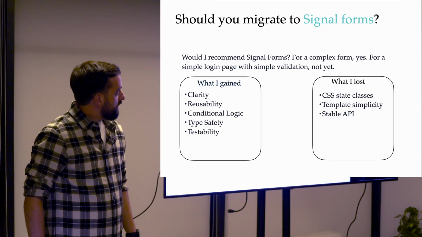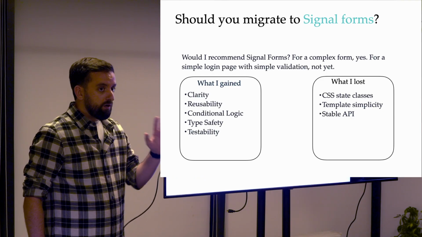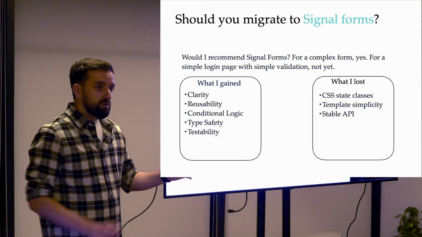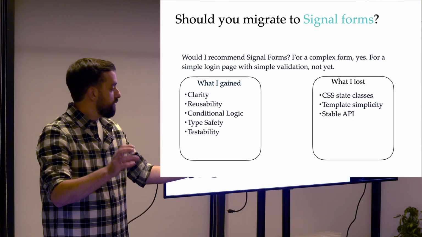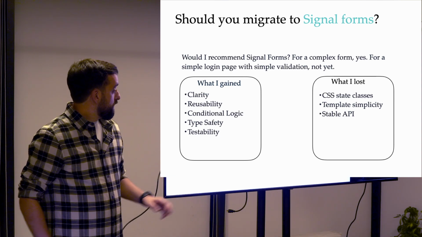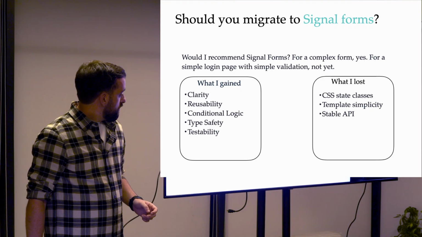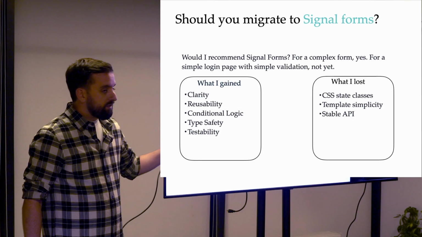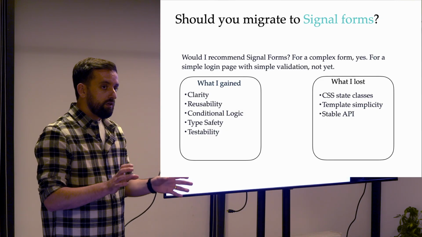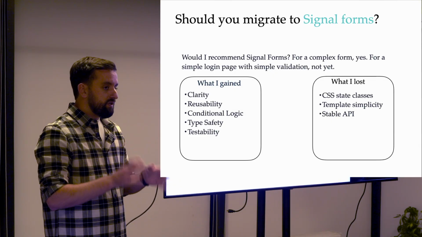What did I gain from these signal forms? So I gained clarity, because everything is right there and then. You don't have to think a lot about it. We gained reusability because now we can split the schemas in multiple places and we can call them from different components without having to define the form in multiple places. We gained conditional logic, which is for me the best feature so far. And we also gained type safety and testability. I'm saying testability because as long as we keep the template untouched or with as little function as possible, it means that it's going to be easier to test.